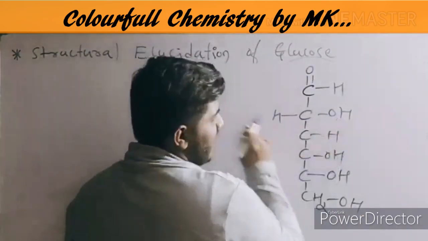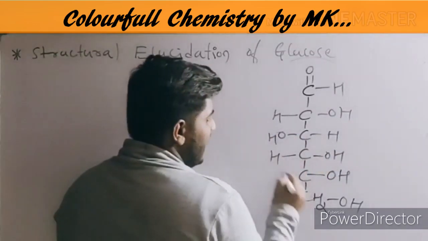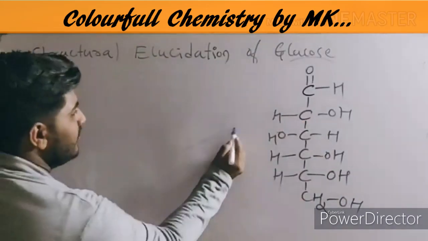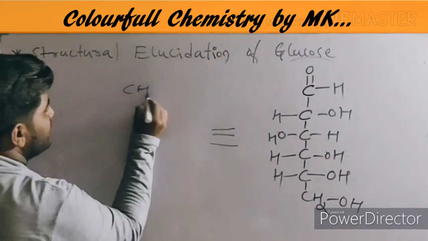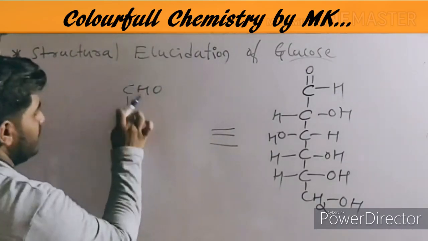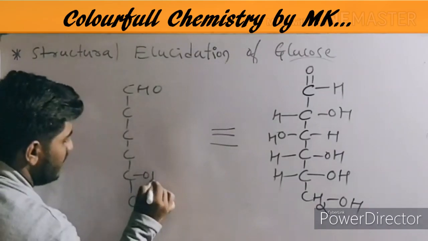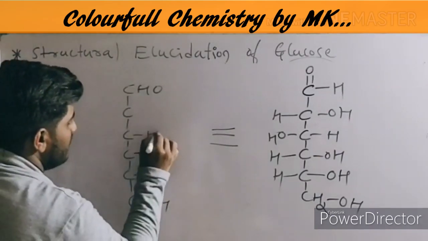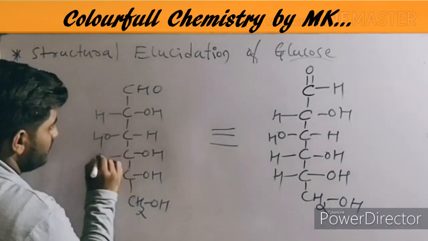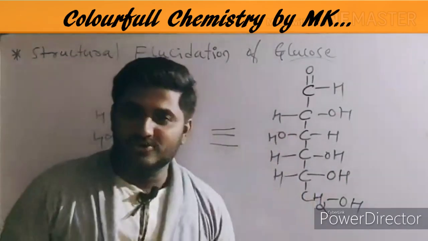Whenever OH is added, on the opposite side you have to add H. Whenever H is there, you have to add OH on the opposite side. That's it. So combining all the 5 reactions, this is equivalent to this one. Look here, CHO you can also write. 1, 2, 3, 4, 5, and this one is the 6th carbon. OH, OH, H, OH. So this is the structure of glucose, guys.